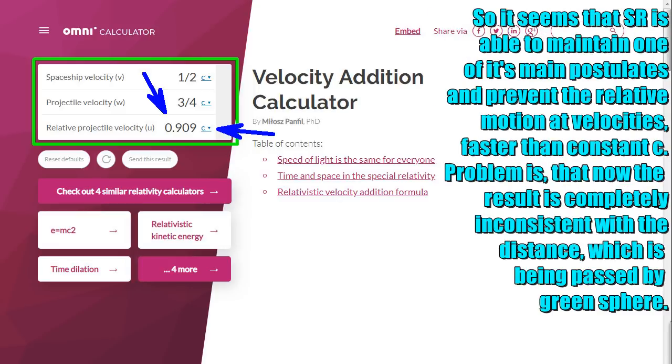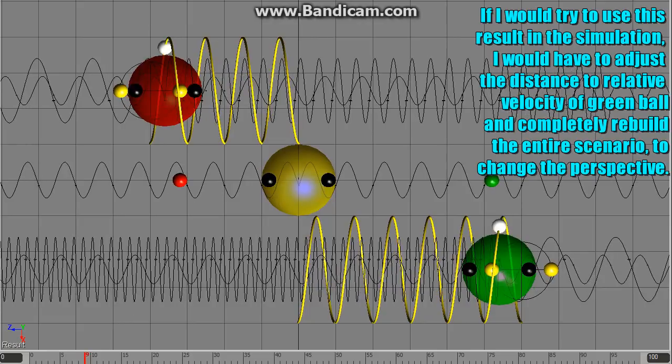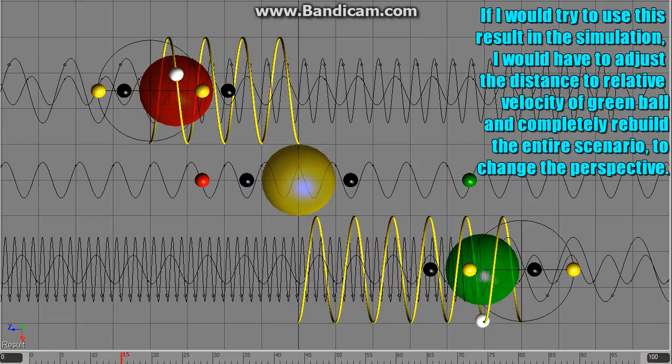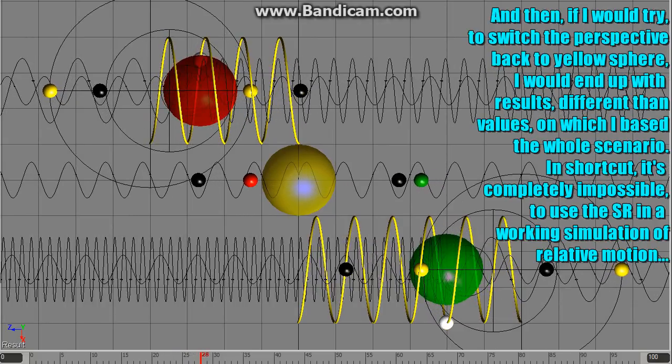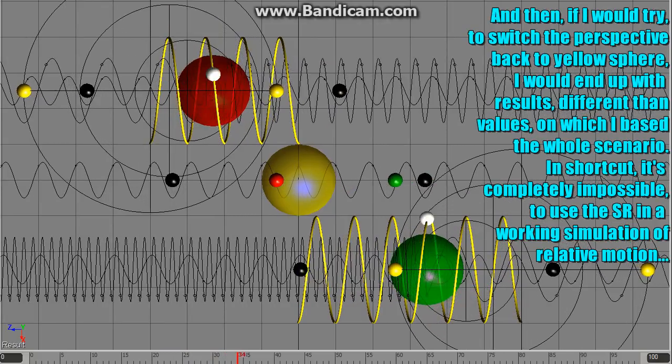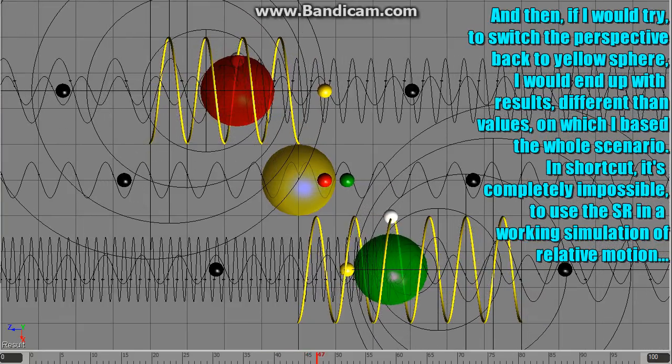So it seems that special relativity is able to maintain one of its main postulates and prevent relative motion at velocities faster than constant c. The problem is that now the result is completely inconsistent with the distance which is being passed by the green sphere. If I would try to use this result in the simulation, I would have to adjust the distance to the relative velocity of the green ball and completely rebuild the entire scenario to change the perspective. And then, if I would try to switch the perspective back to the yellow sphere, I would end up with results different than the values on which I base the whole scenario.